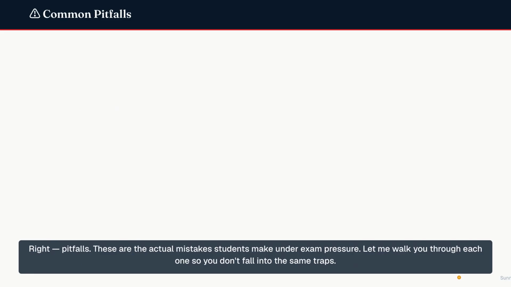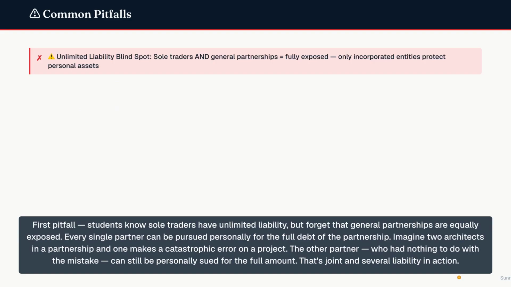Let me walk you through each one so you don't fall into the same traps. First pitfall: students know sole traders have unlimited liability, but forget that general partnerships are equally exposed. Every single partner can be pursued personally for the full debt of the partnership.